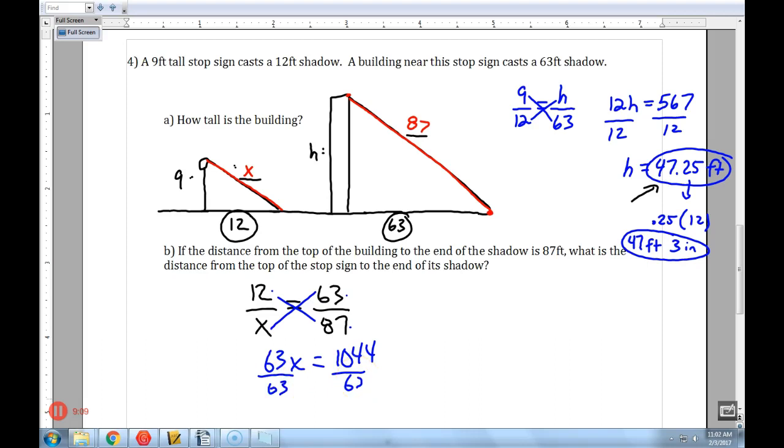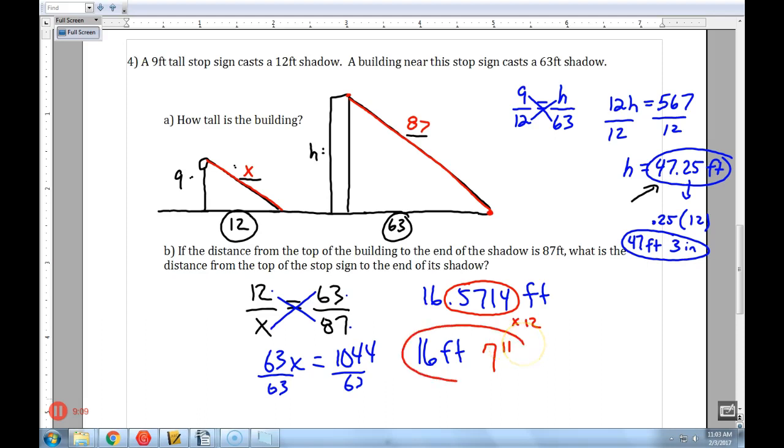And boom. I get about 16.571 and so on. So this is feet. So I know this is 16 feet, and then again, if I want to change it into inches, I take this portion of it and I multiply by 12. So I'm going to do 0.5714 and so on, times 12, and it comes out to be about 16 feet and almost 7 inches. If I was going to round it, it would be 7 inches. It was actually 6.8 inches.